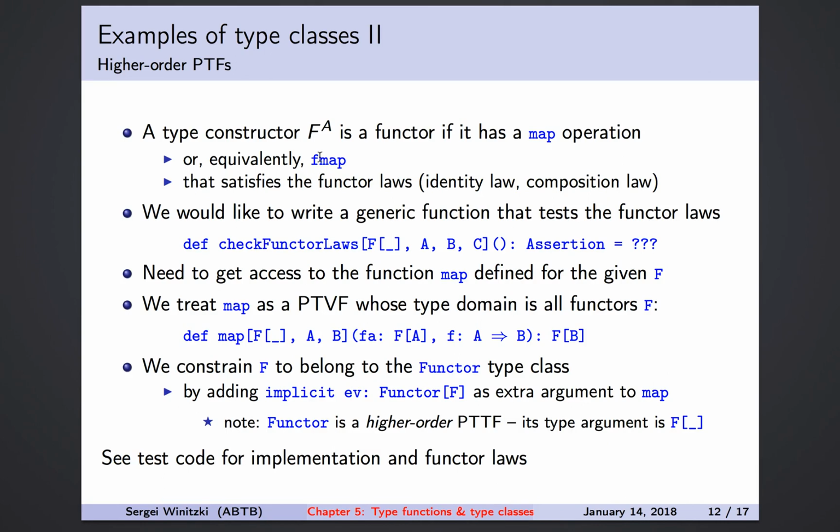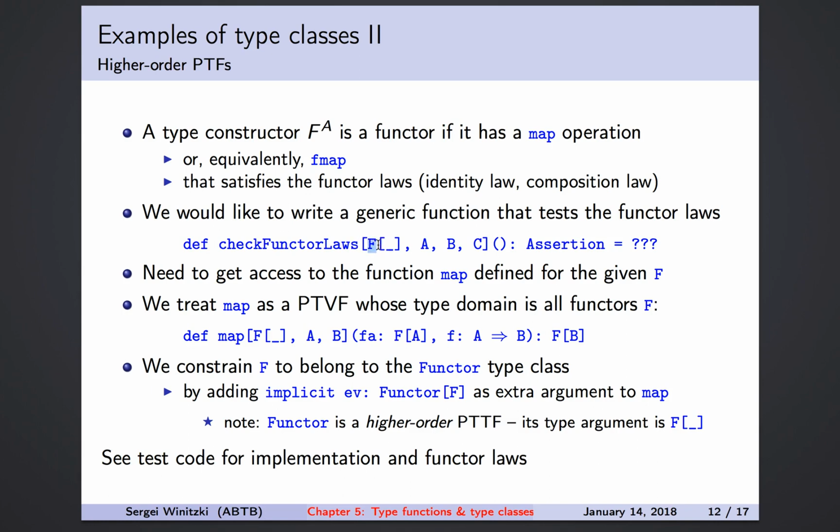The example is that of a functor. So the type constructor is a functor if it has a map operation, equivalently an fmap, that satisfies the functor laws, which are the identity law and the composition law. Now, we would like to write a generic function that tests the functor laws. So this function would look like this.